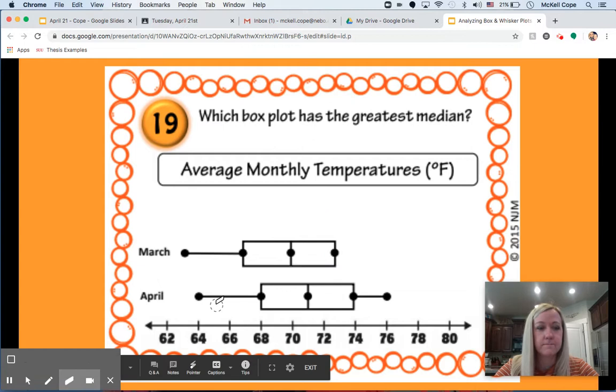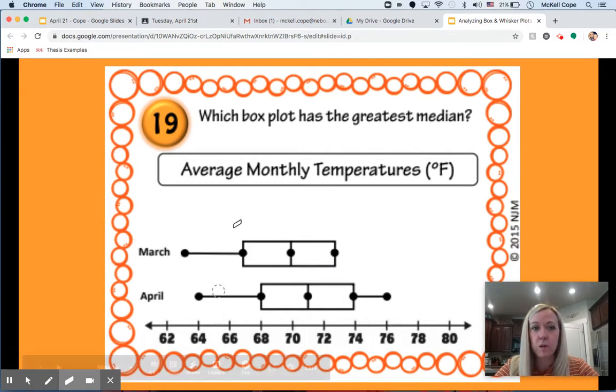And erase. Okay, this is our last one. So which box plot has the greatest median? So you need to identify the median on both of them and then try to figure out which one is the most. So go ahead and push pause and try this one out on your own.